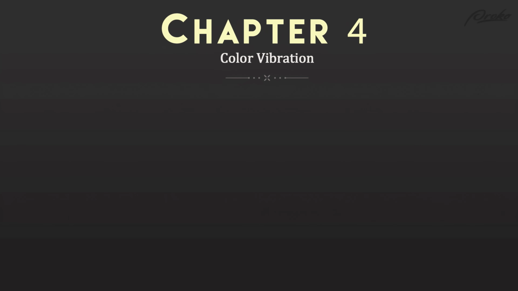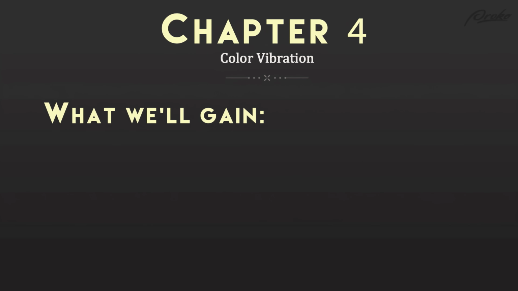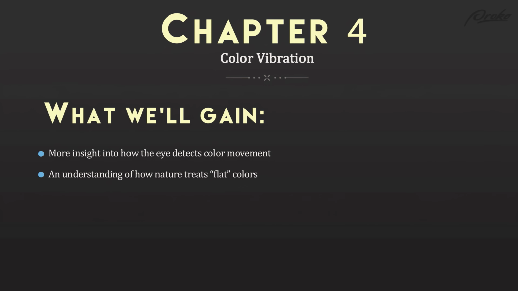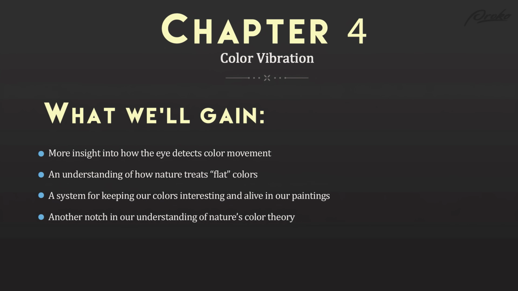Alright, welcome to Chapter 4, Color Vibration. This is one of my personal favorite topics. In this chapter, we'll gain more insight into how the eye detects color movement throughout the color wheel, an understanding of how nature treats flat colors, a system for keeping our colors interesting and alive in our paintings. We'll build further in our understanding of nature's color theory, and we'll develop some simple color models that we can choose from or combine when assigning these color ideas.